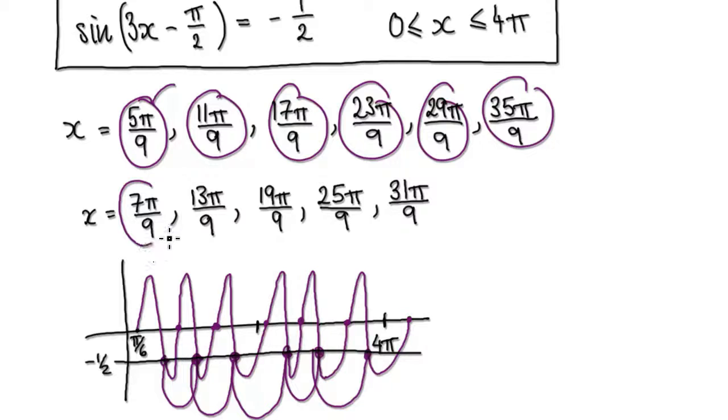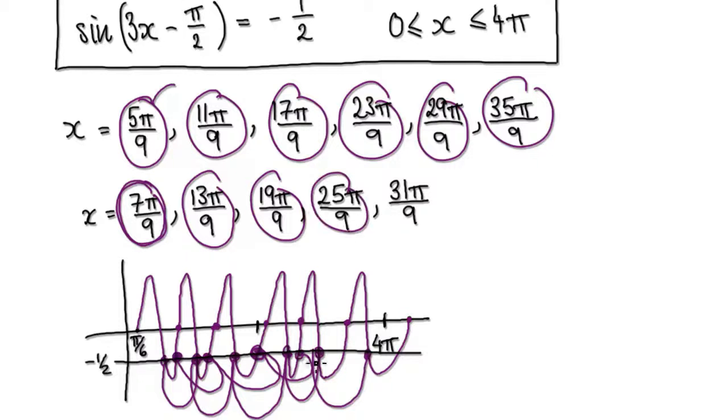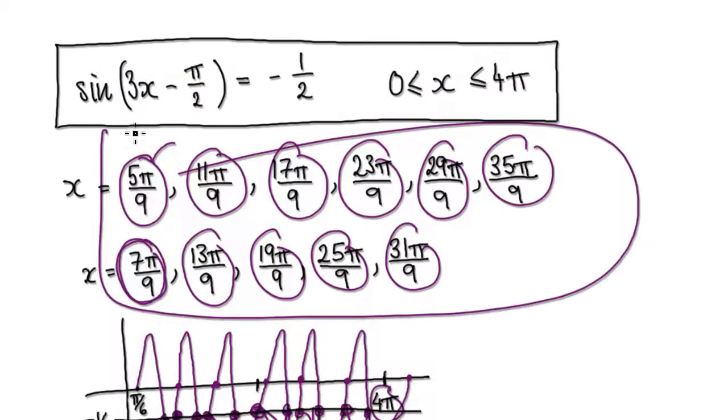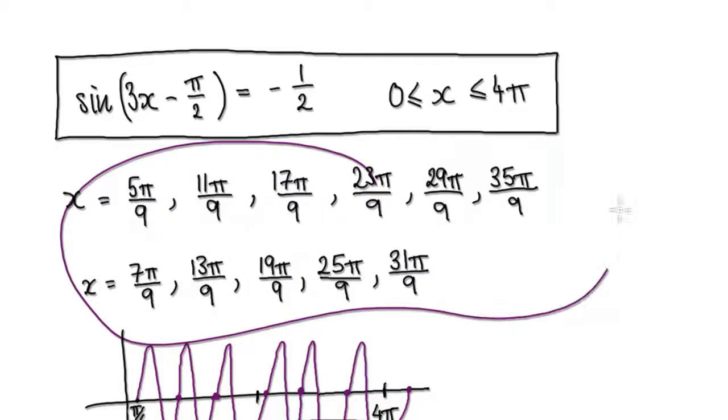And then our second set would be here. So this thing here will relate to this point here. Jump one step, that will then take you to here. Jump another step, that will then take you to here. And then jump another one, that will then take you to here. Jump another step, that will then take you to here. And then you can't jump another step because it's beyond 4 pi. So all our solutions would be here. Okay, so to answer the question, you have to list everything here.